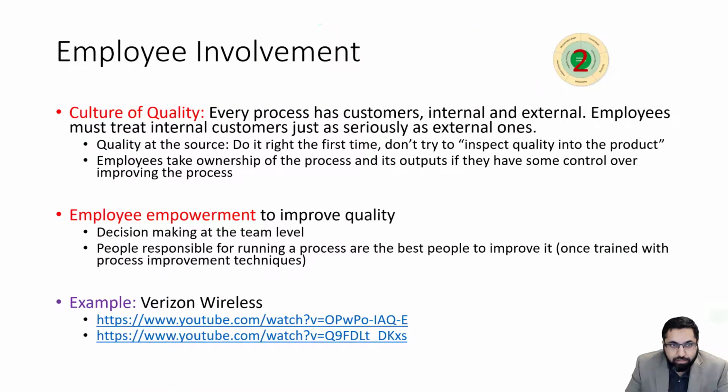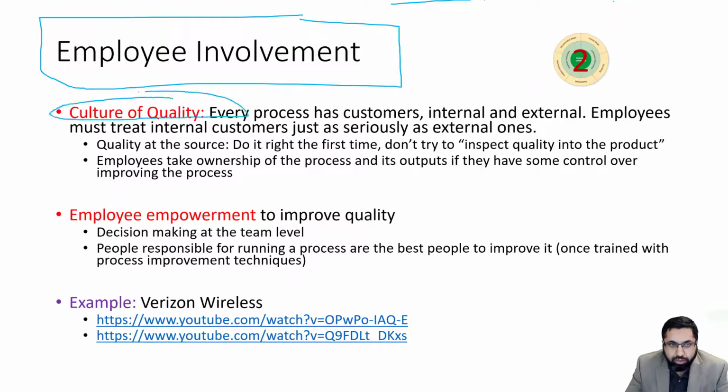Okay. Employee involvement has to do with execution. How do you improve your quality? Well, the best way is to have a culture of quality where within the organization, every process has customers. So you have internal customers. So purchasing has internal customers, which are people on the assembly line, who are going to assemble those components into the product. Because purchasing, the components it sources get used up by the next step, which is assembly, for example. Employees must treat internal customers just as seriously as external ones.